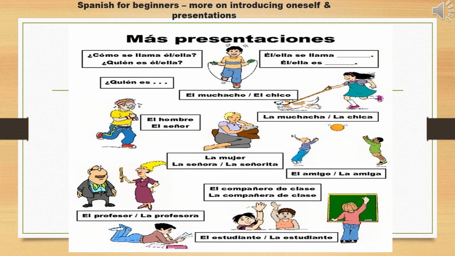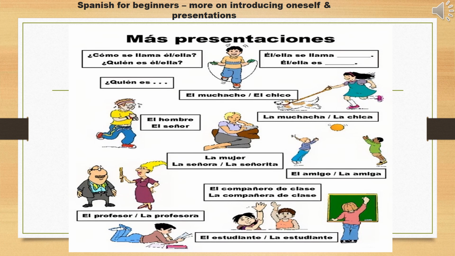¿Cómo se llama él? So you see there, ¿cómo se llama él? means what is his name. Él is he, the masculine. And you'll see there's an oblique line that separates them, so it shows that they are two different things. ¿Cómo se llama ella? means what is her name, because ella is her or she. Ella stands for she. Él stands for he.